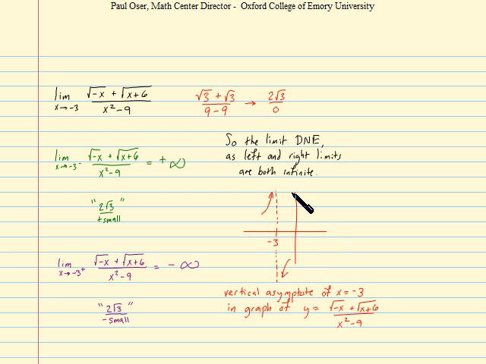Okay, so now we have a very clear picture of what is happening to this function, y equals the square root of -x plus the square root of x plus 6, all over x squared minus 9, right around -3. But our initial answer to our question is that our limit does not exist. Okay, that's it.